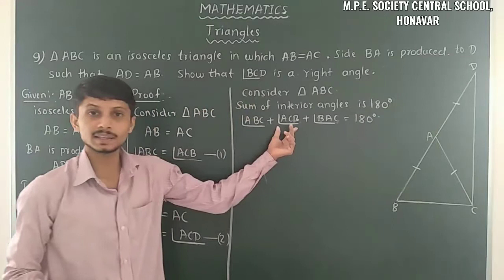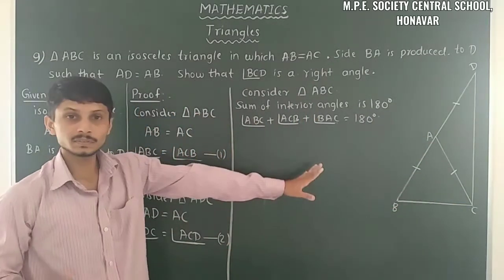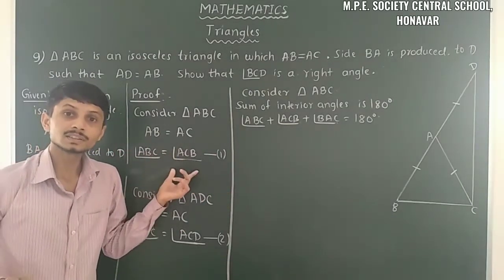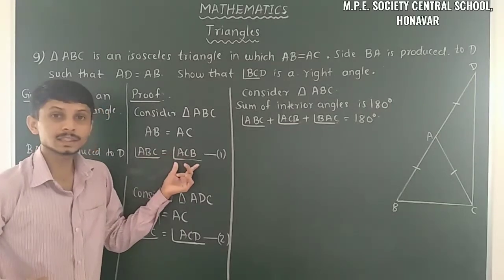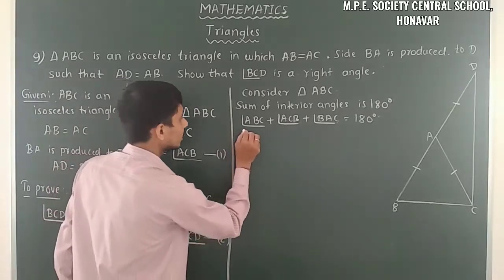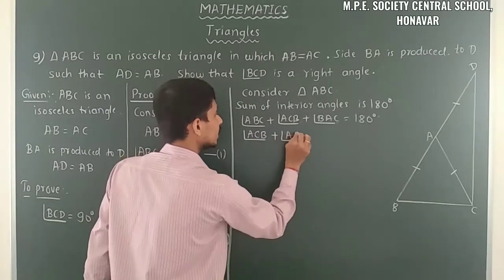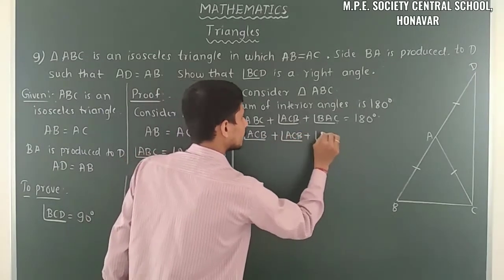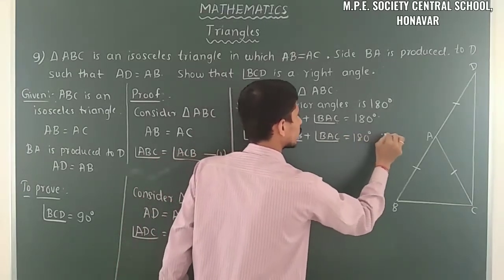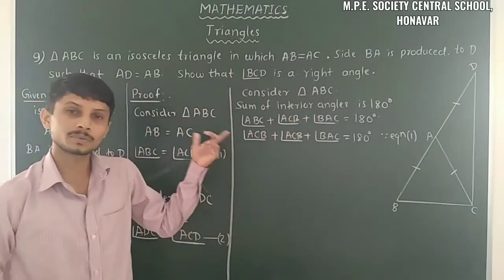Here just observe angle ACB. We want this angle ACB, and ABC we have. Angle ABC is equal to angle ACB, so I will substitute angle ACB in place of angle ABC here. So angle ACB plus angle ACB plus angle BAC is equal to 180 degrees because of equation 1.